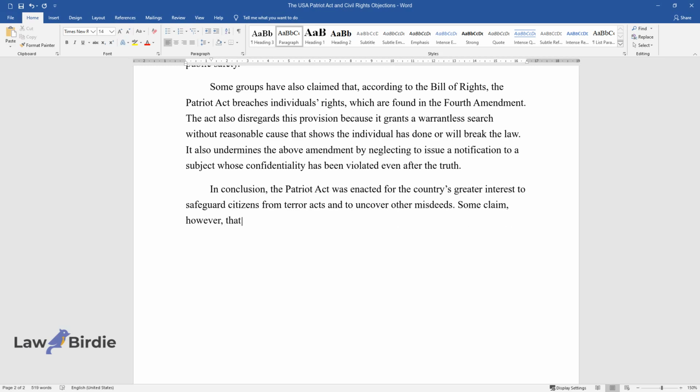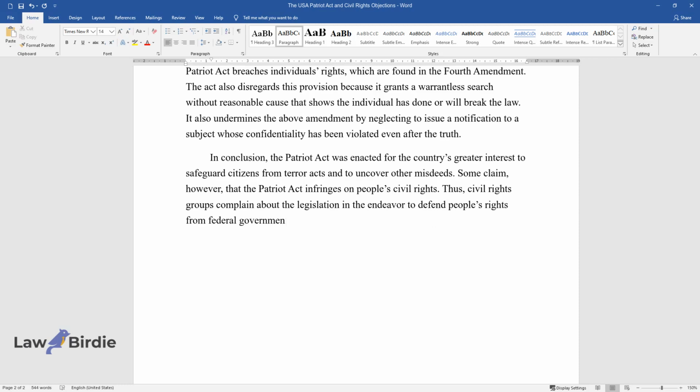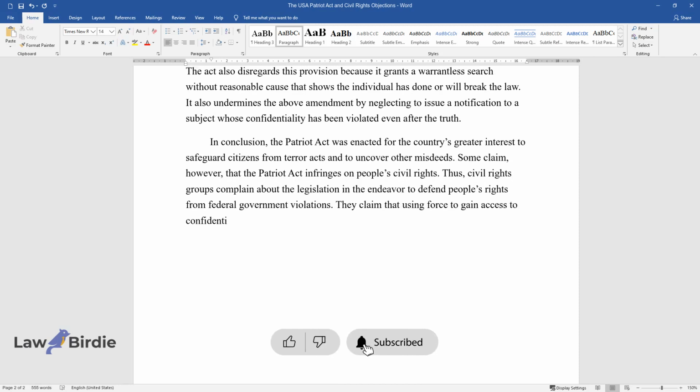Some claim, however, that the Patriot Act infringes on people's civil rights. Thus, civil rights groups complain about the legislation in the endeavor to defend people's rights from federal government violations. They claim that using force to gain access to confidential information maintained by third parties, as provided by U.S. law, is prohibited.